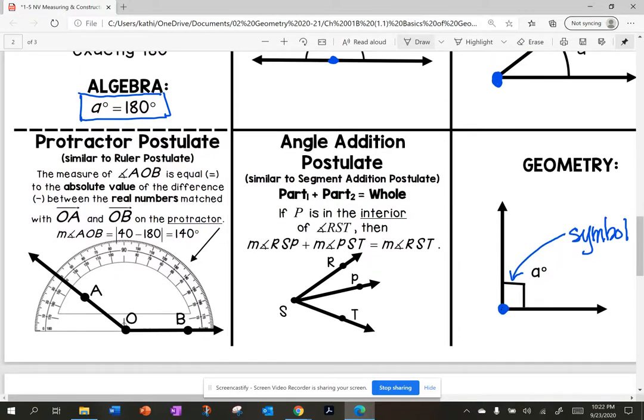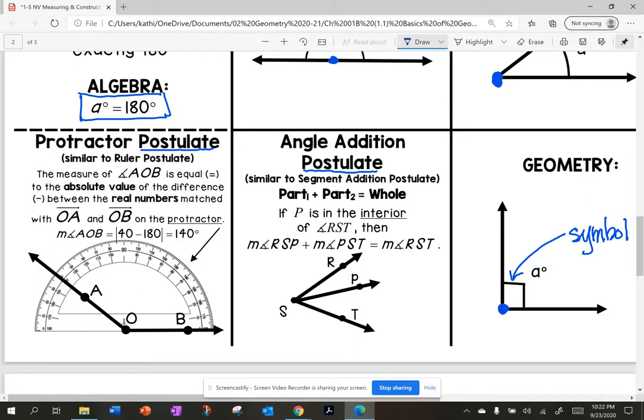Okay, the two postulates I'd like to review. A postulate means it's accepted without proof. So the first one is called the protractor postulate, and this is just like the ruler postulate, but for angles. This says the measure of angle AOB is equal to the absolute value of the difference between the real numbers matched with ray OA and ray OB on the protractor.